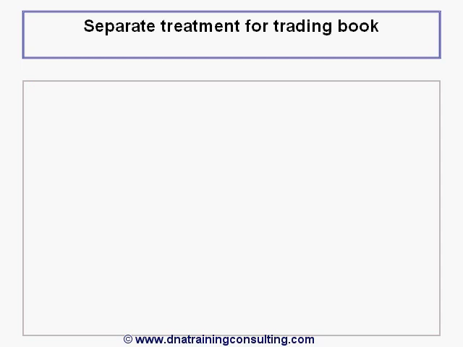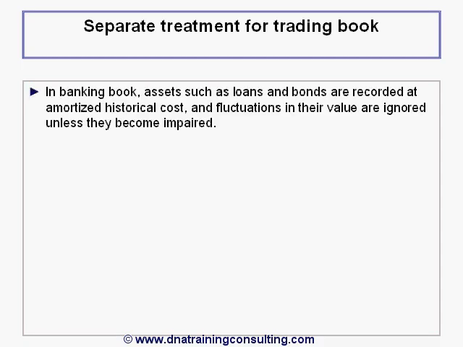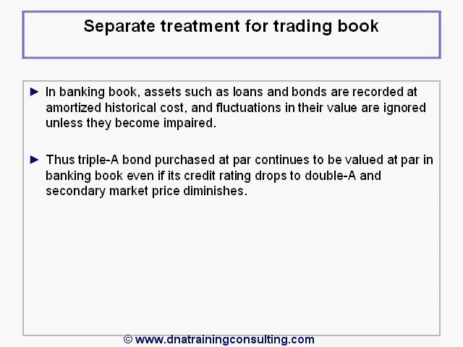A word is in order to clarify why the trading book is treated separately from the banking book under Basel regulation. In the banking book, assets such as loans and bonds are recorded at amortized historical cost, and fluctuations in their value in the secondary market are ignored unless those assets become impaired. Thus, a AAA bond purchased at par continues to be valued at par in the banking book, even if its credit rating drops to AA and its secondary market price diminishes.